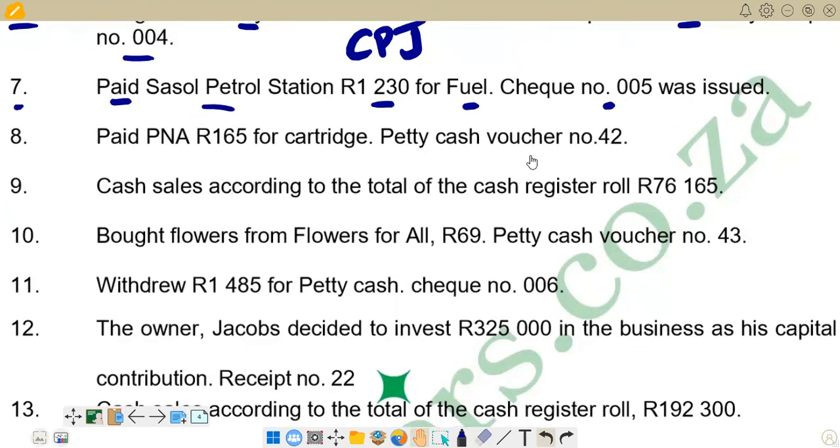So we can just take note of the items that we have there: document number 42, day 8, amount 165. Also, we should take note that this is stationery. We are paying for cartridge, and cartridge is part of stationery. So we are going to give the details under sundry as stationery. So you can just go and post that one on the petty cash journal.